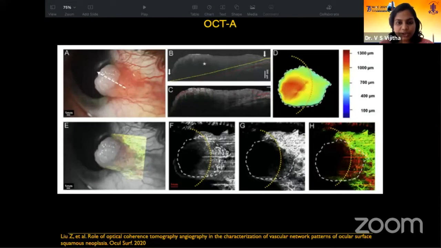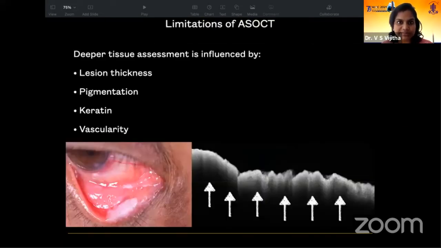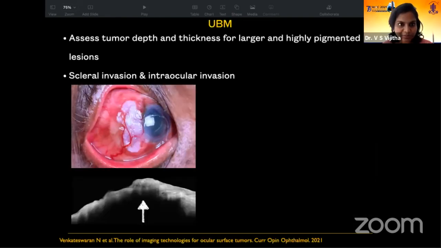Moving on to OCT angiography, although this directly does not add any value to the diagnosis of OSSN, the vascular patterns do seem to have some role in planning the management of the disease. Now, OCT does have its own limitations, which are due to the thickness of the lesion, presence of pigment or keratin as seen in this picture, which obscures the visualization of the deeper aspect of the lesion.